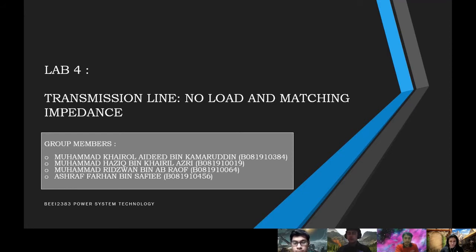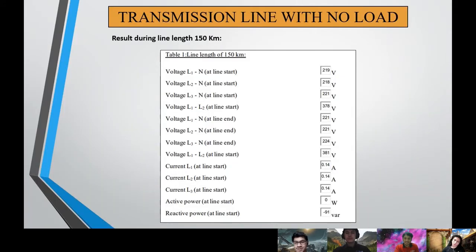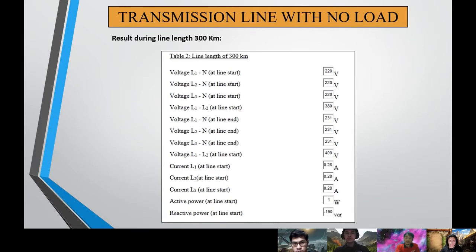So today we're gonna present about transmission line, no load and matching impedance for lab 4. So this is the result of the line length 150 km, and this is the value we got from lab 4. And as you can see here, there is not a bigger difference with the line length of 300 km, which is only an increment of 1 volt compared to 150 km.